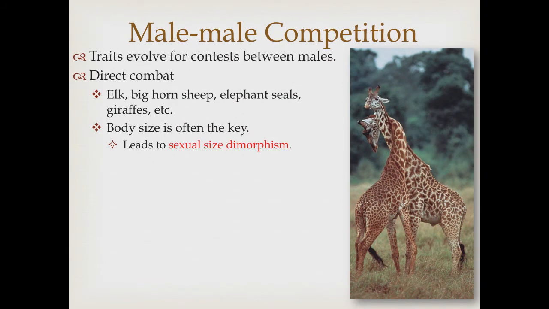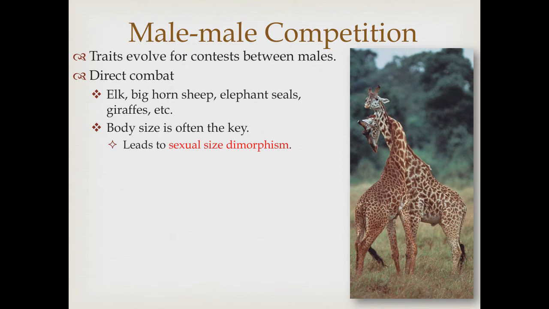Let's talk about male-male competition first. These are traits that evolve through sexual selection due to contests between males. Now these contests can be either direct combat, like you see elk fighting each other with their antlers and pushing against each other, and selection for large body size is important there. Similar thing happening in bighorn sheep where they're running into each other trying to ram each other into submission. Elephant seals, the big bulls fighting for dominance on the beach.